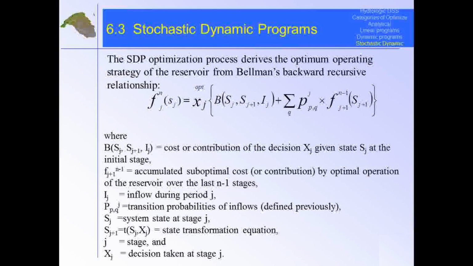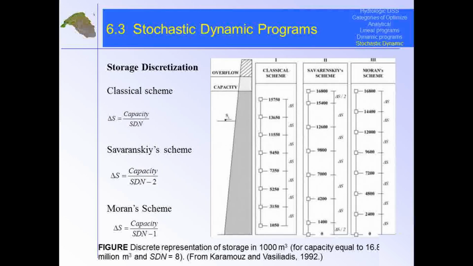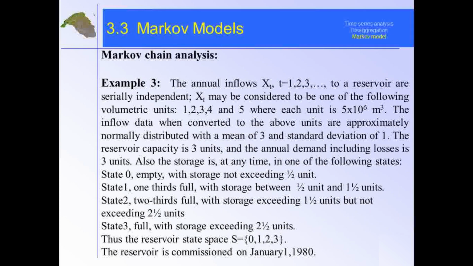For reservoir operation, we are supposed to discretize the storage space. You may remember in Markov chain analysis, we divided the storage space into different segments. In this example, we were discretizing a storage space of 3 units: 0 to half a unit is state 0, half to 1.5 is state 1, 1.5 to 2.5 is state 2, and 2.5 up to 3 is state 3. The last state and the first state have half units, whereas the rest have one unit. So we discretize the storage space like this.